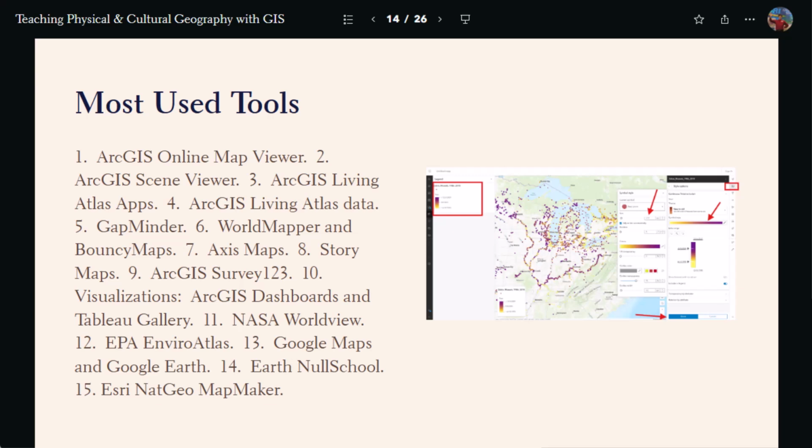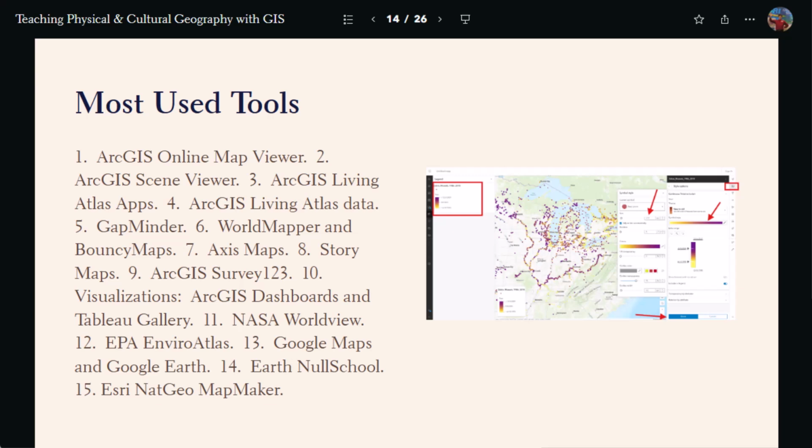Number 5, Gapminder. 6, World Mapper and Bouncy Maps for cartograms. 7, Axis Maps. 8, Story Maps. 9, ArcGIS Survey123. 10, Visualizations, ArcGIS Dashboards, and the Tableau Gallery. Number 11, NASA Worldview. 12, EPA Enviro Atlas. 13, Google Maps and Google Earth. 14, Earth Null School. 15, the Esri Nat Geo Mapmaker.